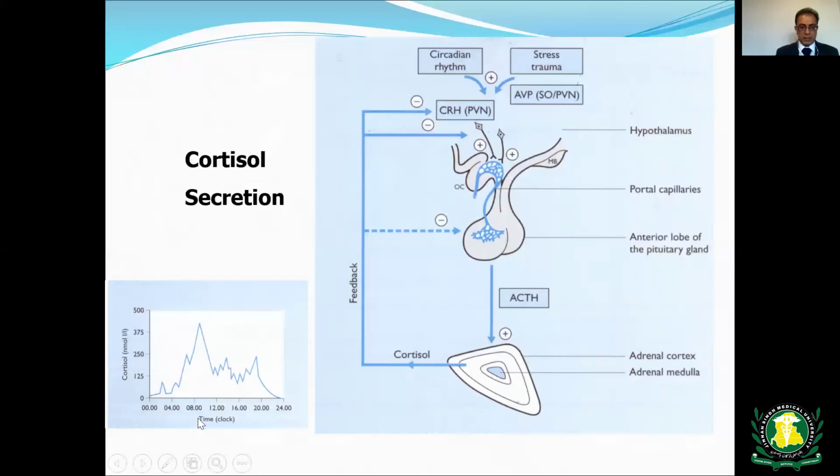If you see, this is the time clock from 0 to 24 hours, and this is the cortisol level. The cortisol peaks at around 8 to 9 a.m. So we, as endocrinologists, always ask that if you want to check cortisol, ideally it should be early morning, 8 or 9 a.m., because levels vary so much that if you check a cortisol level around midnight, you may get quite a different result. That's why timing is so important.